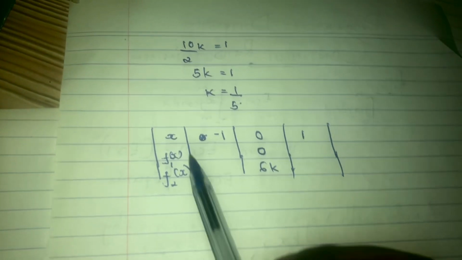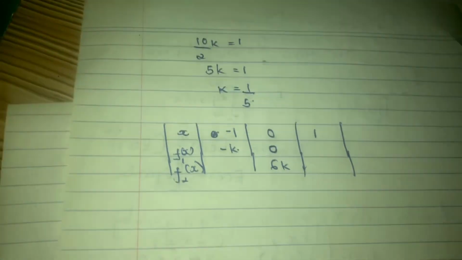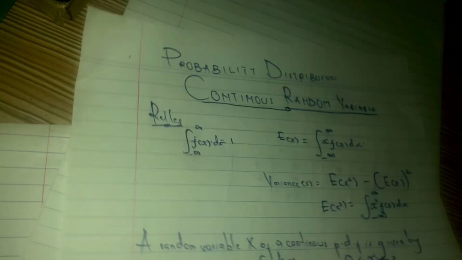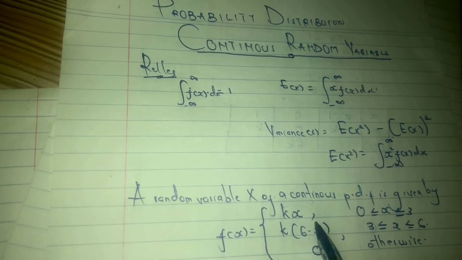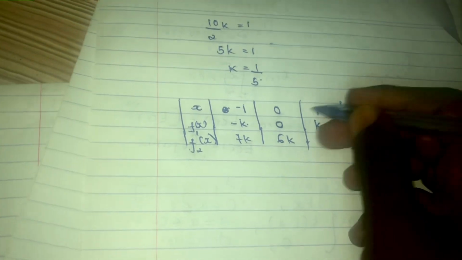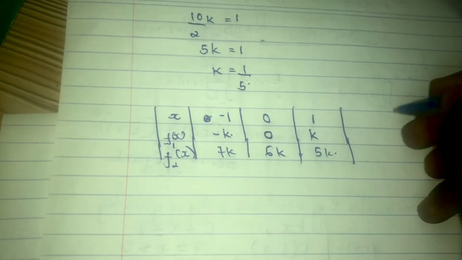Then, when we put in -1 for the first one, we shall remain with -k. Are we together? And when it is equal to 1, we shall remain with k. And for this other one, when we put in -1, it becomes plus and becomes 7k. This is 7k. And for this side, when we put in 1, it becomes 5k. So we actually sketch this.